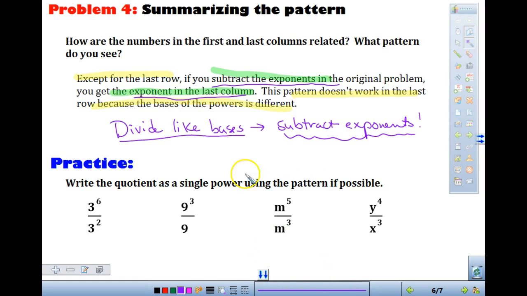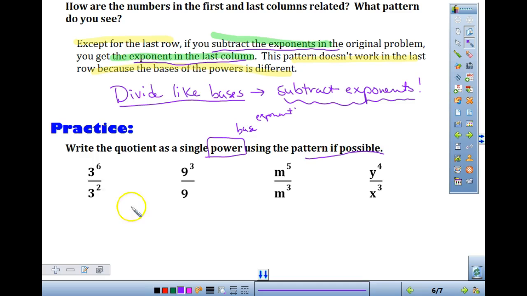So, again, it says, write the quotient. Quotient means answer to the division as a single power. So when I see this word power, that means I want a base and I need an exponent. That's what that means. Anytime I read that in my homework, I want to have a base and an exponent. That's what that tells me. And then it says, use the pattern if possible.